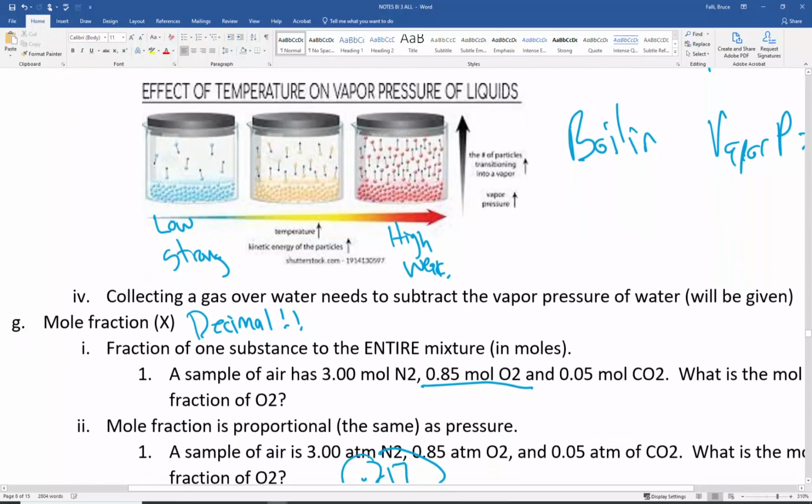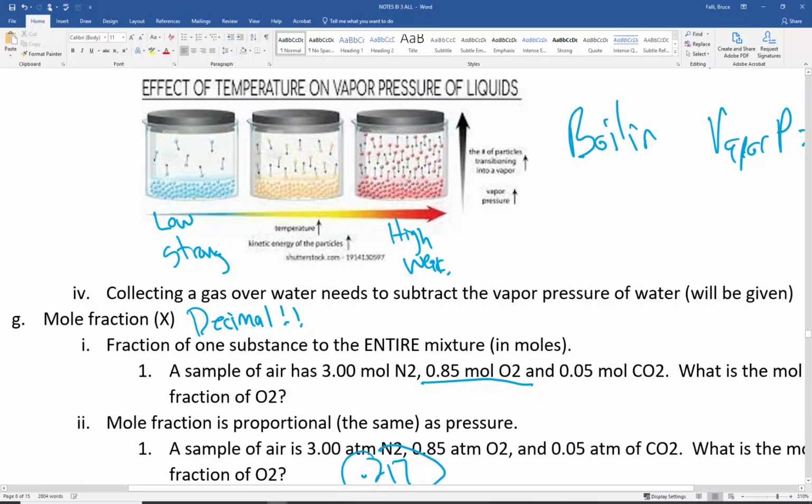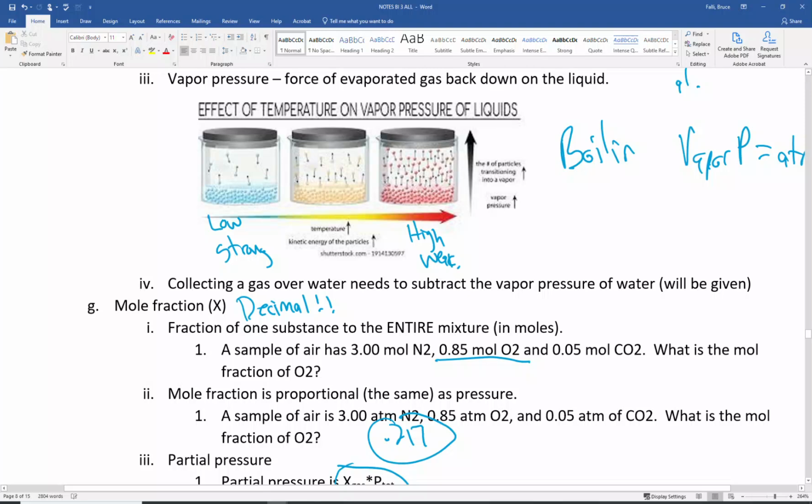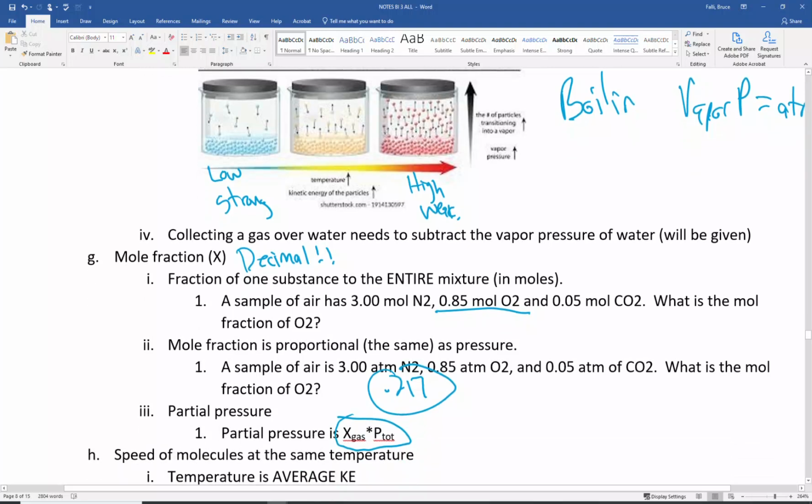All right. So collecting gas over water needs to subtract the vapor pressure of water, and that will be given to you. All right. So last thing for a calculation is a mole fraction. The weirdest part about a mole fraction is it's a decimal. So what it is, a fraction of one substance to the entire mixture in moles.